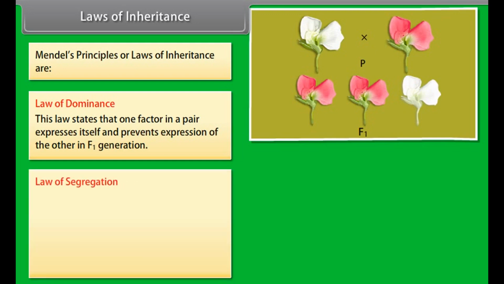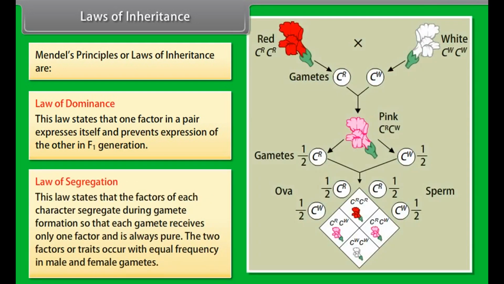Law of segregation. This law states that the factors of each character segregate during gamete formation so that each gamete receives only one factor and is always pure. The two factors or traits occur with equal frequency in male and female gametes.